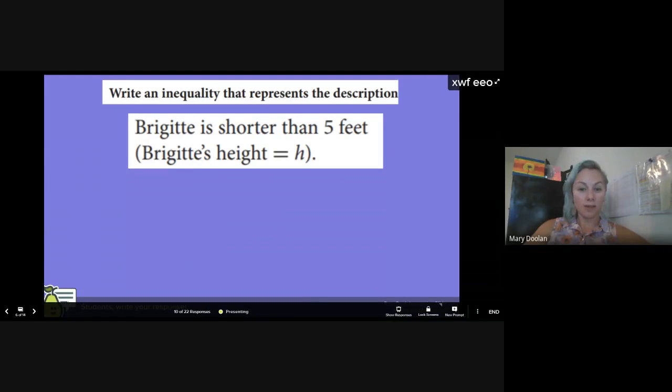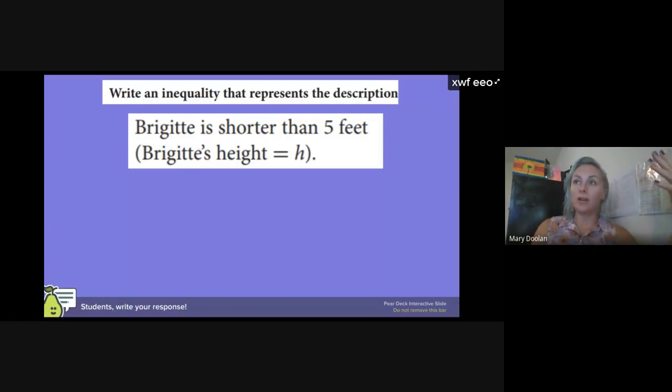Shorter than, would that mean that you use the is less than symbol, or would you use the is greater than symbol? We're going to put the variable H, a symbol, and then the number 5. If you're not sure what it should look like, think about some possible values and see if they make sense. If Bridget is shorter than 5 feet, maybe she's 4 feet. So if I replace the H with a 4, what symbol would have to go between 4 and 5 for it to make sense?